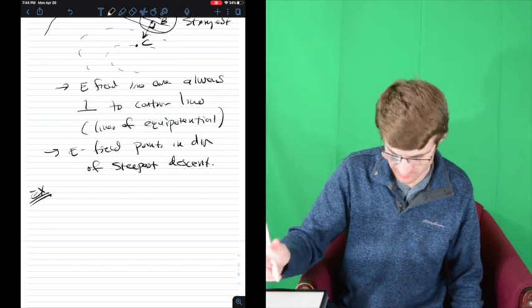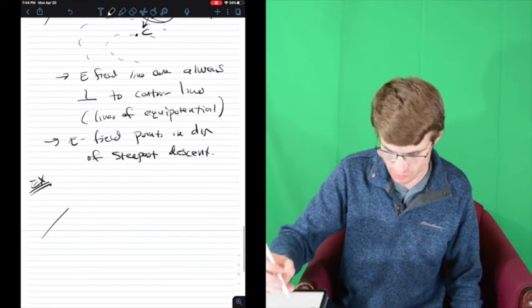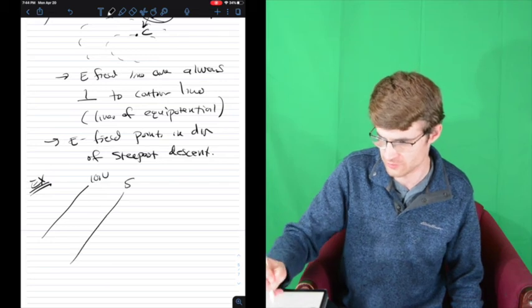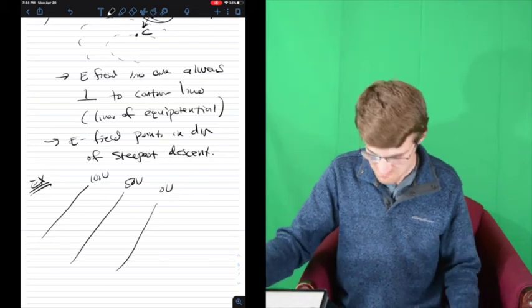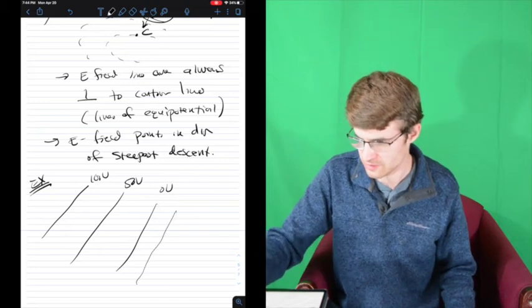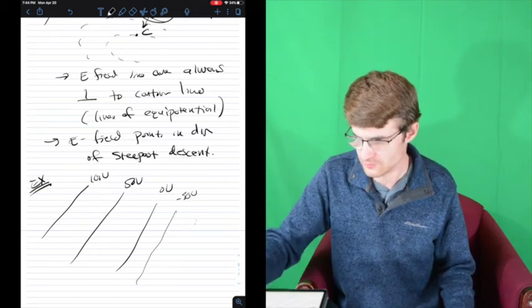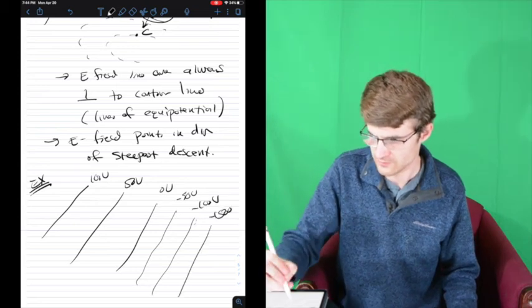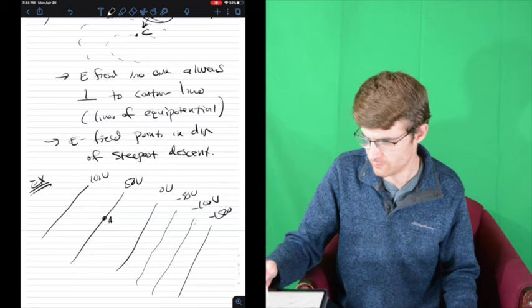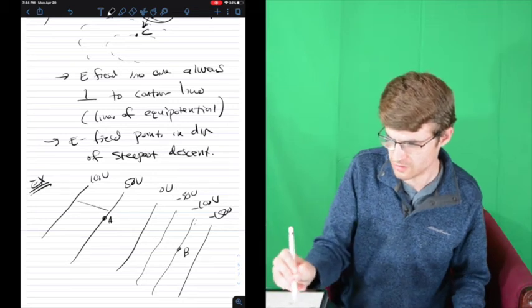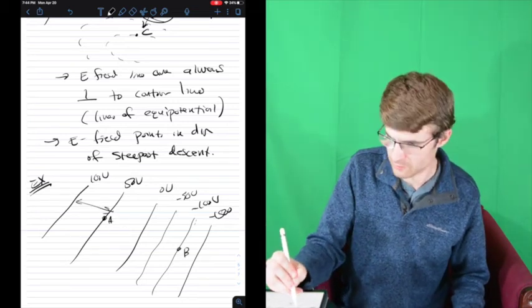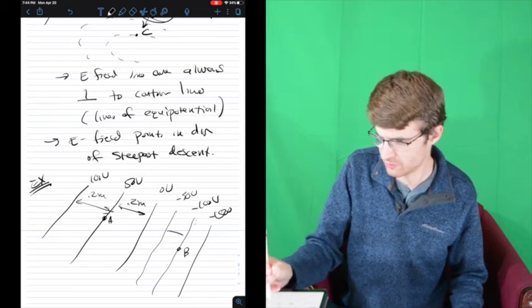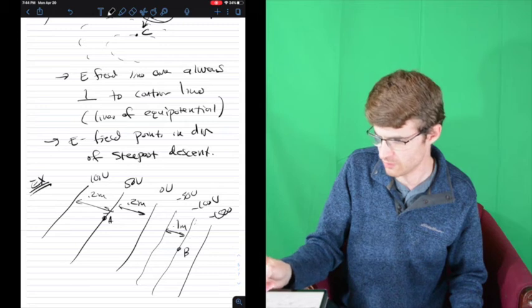So let's say that I have a couple of contour lines here. I'm making this up. 100 volts, 50 volts, 0 volts. And I'll bring these lines close together. Negative 50 volts, negative 100 volts, negative 150 volts. Here's point A, here's point B. The separation here is 0.2 meters, 0.2 meters. The separation here, we'll say is half that, 0.1 meters and 0.1 meters.